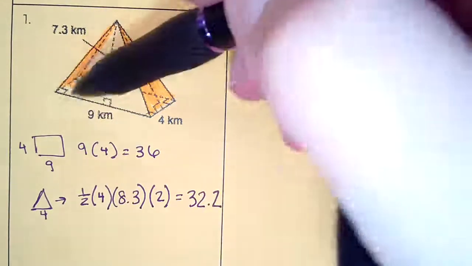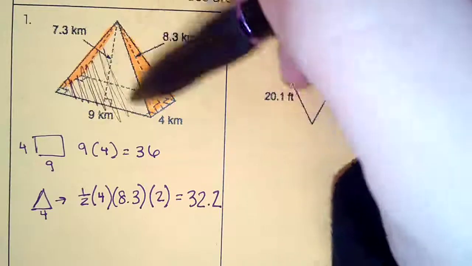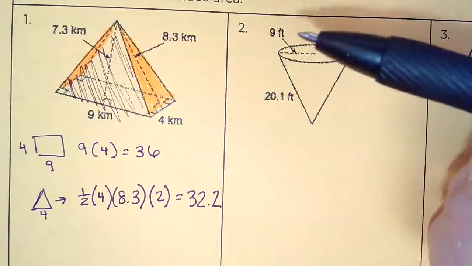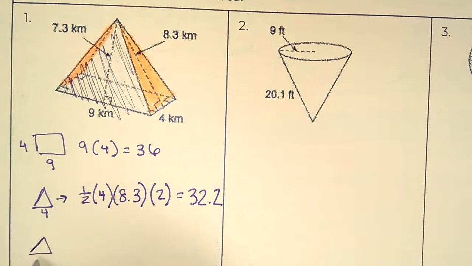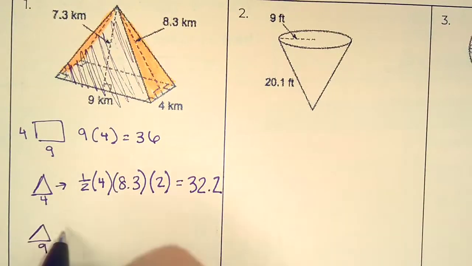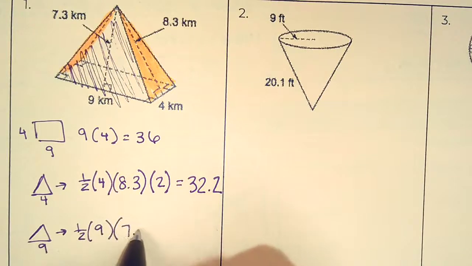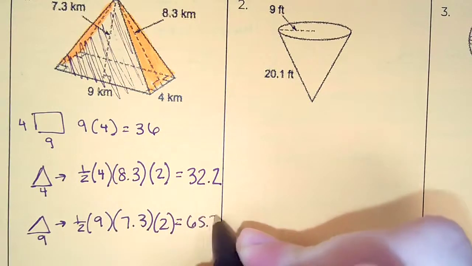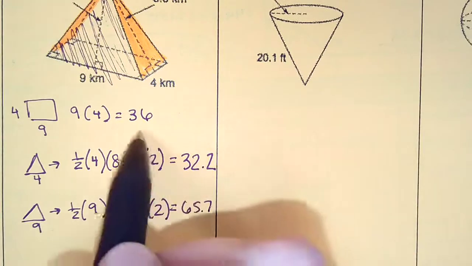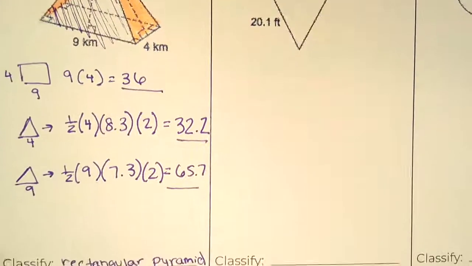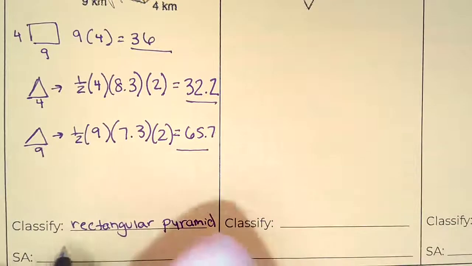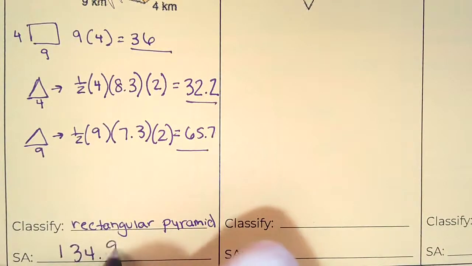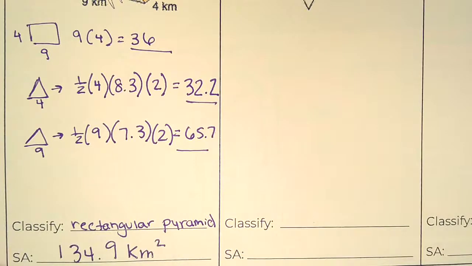Now for the large triangle, the one that's facing us here, this face, there's one on the back side as well. So that triangle's base is 9. So that's 1/2, base is 9, slant height is 7.3. And there's 2 of those. So I should get 65.7. Surface area is me taking all of these faces, adding them together, and you should get 134.9 kilometers squared.